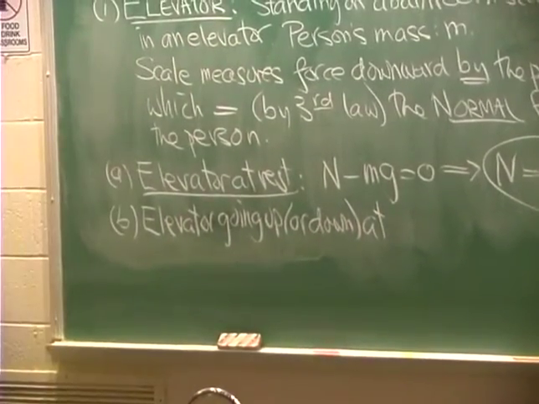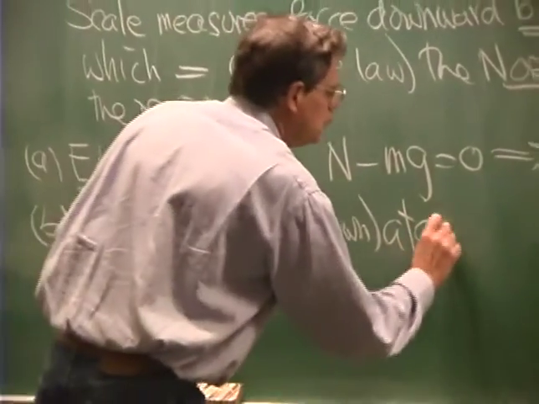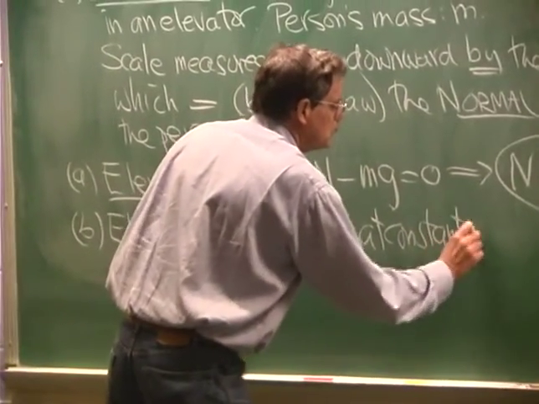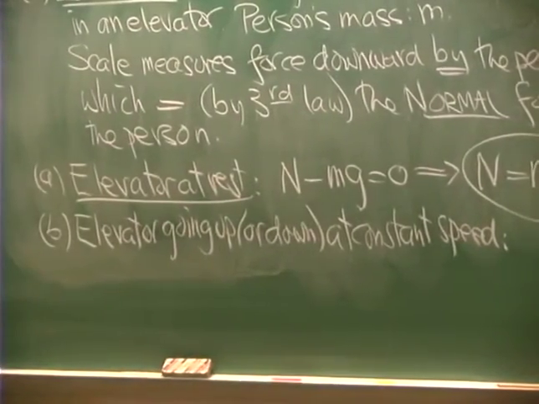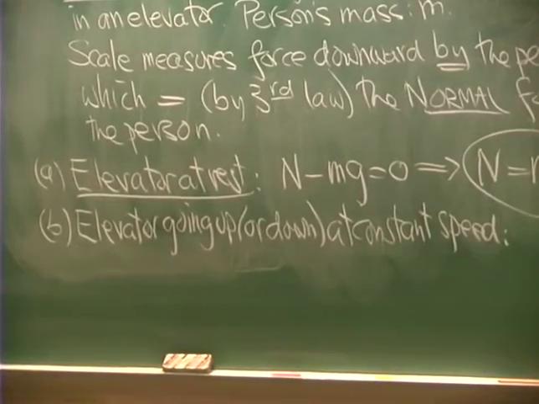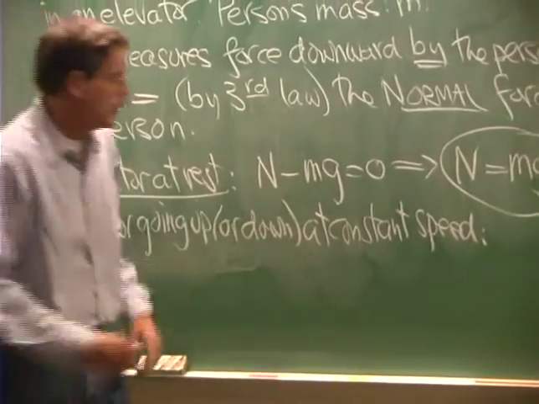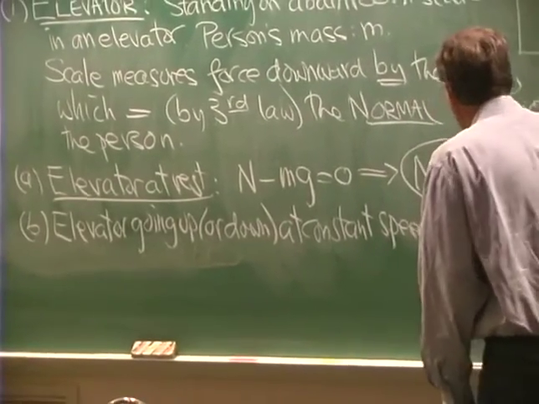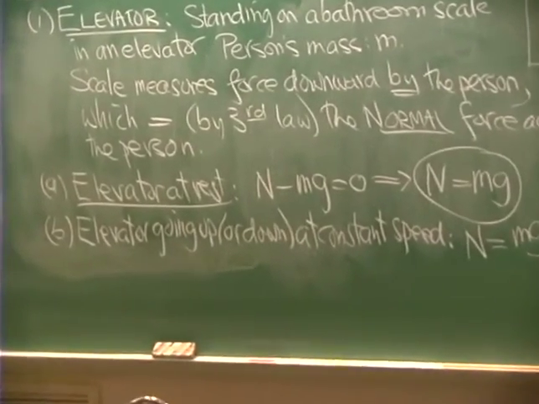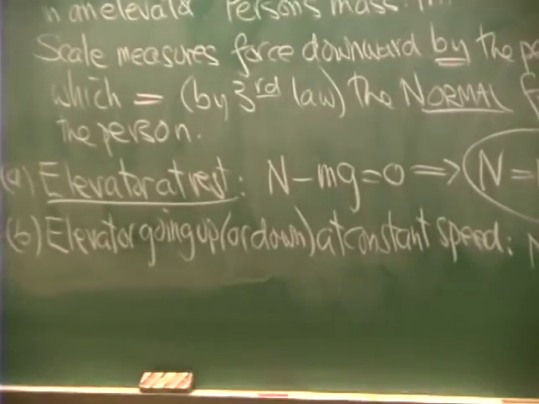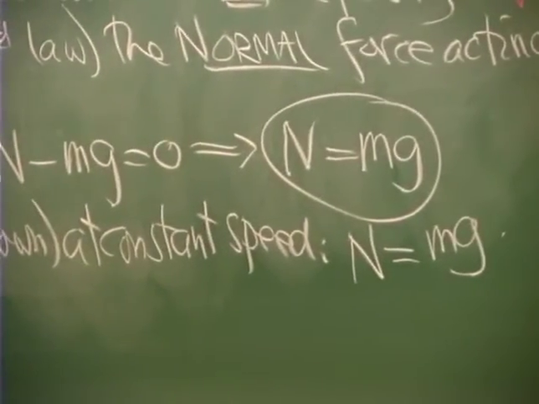Second possibility, suppose that the elevator is going up or down at a constant velocity. So it's somewhere between the third floor and the seventh floor, and it's just going up at a constant rate. In that case, what's the acceleration of this guy? Zero. He's not accelerating, and therefore the net force on him again must be 0. So this time too, N is equal to mg, and this scale records the person's weight. Why? Because he's not accelerating. Yeah, but he's moving up. I don't care. He's not accelerating.